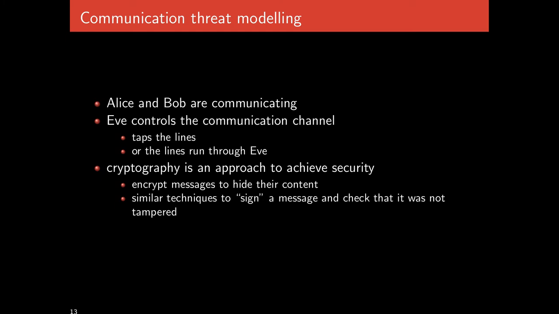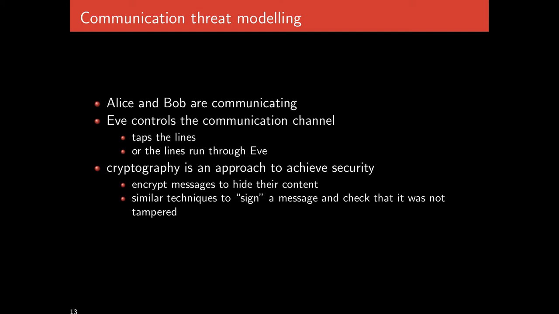So, communication threat modeling. What exactly is the threat that we're worried about? We have Alice and Bob. They're communicating. Eve controls the communication channel. For instance, Eve is tapping the lines of communication. Or, for instance, the lines run through Eve. Maybe Eve is the cable company. Or Eve is some government agency through which a lot of internet traffic is routed.